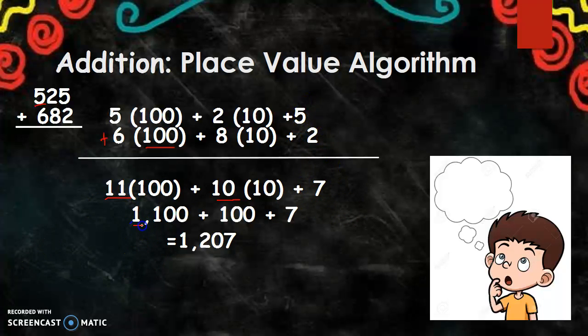So now we simplify everything. 11 times 100 is 1,100. 10 times 10 is 100. And then bring down our 7. Which brings our total to 1,207.